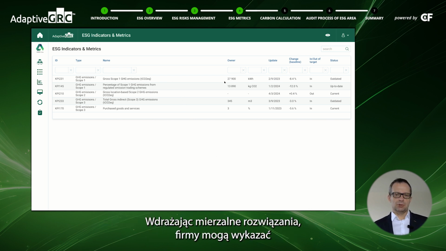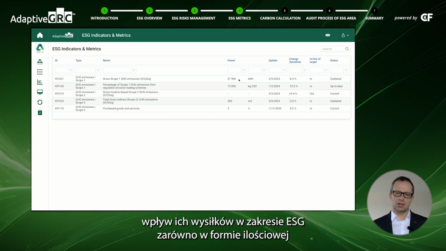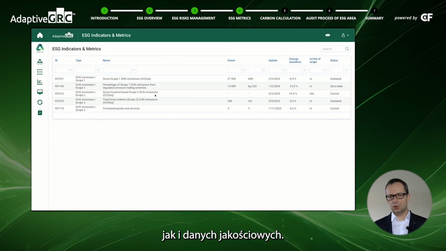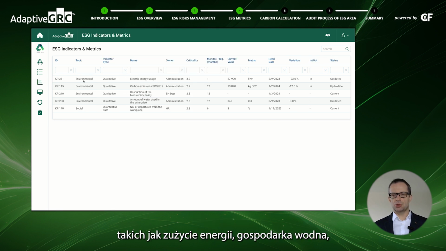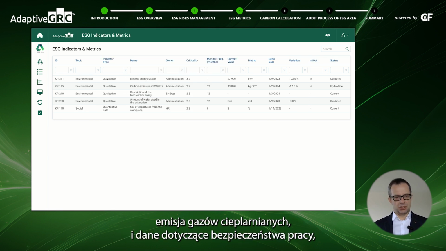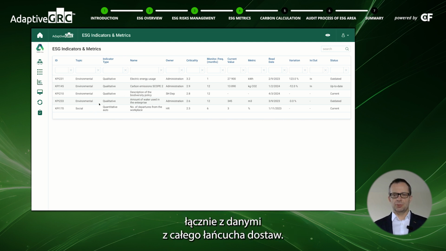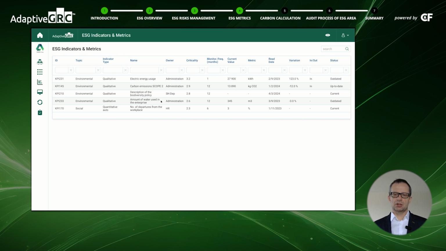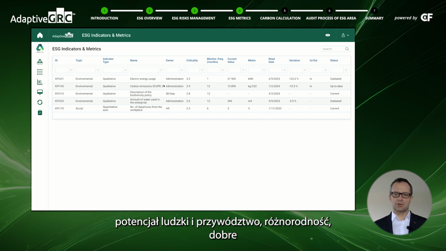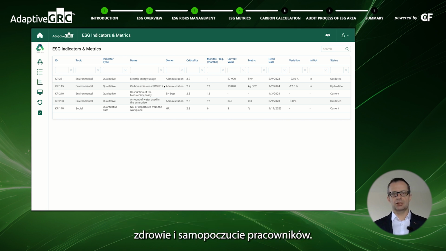By implementing measurable solutions, companies can demonstrate the impact of their ESG efforts with both quantitative and qualitative data. For example, you can start by focusing on metrics such as energy use, water management, greenhouse gas emissions, and safety performance data, including data from across your supply chain. Next, you can address social impacts such as community relations, workforce and leadership diversity, and employee health and well-being.